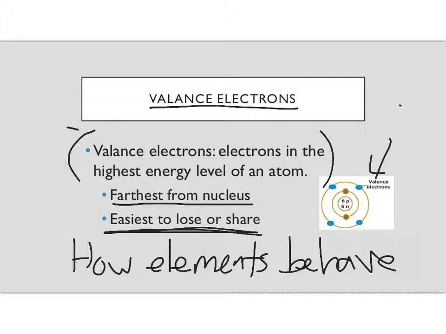Now this here is a carbon atom. 6 protons and 6 neutrons there in the center. And we have 2 electrons in the first level. And then here are our valence electrons. There's 1, 2, 3, 4 valence electrons in the second level. So valence electrons are very, very important. We'll be talking more about that.